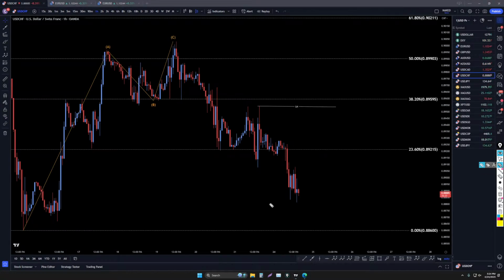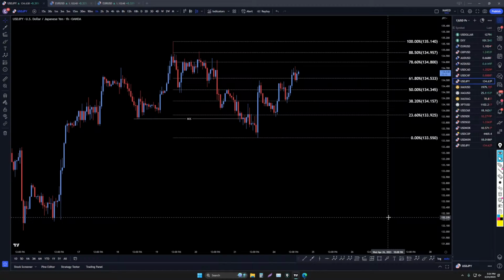US dollar Swiss has been probably one of the better dollar pairs. Even during this really choppy period, it's still been trending down because we had the end of a correction and because the Swiss has been strong and the dollar has been fairly weak. So there's been some pretty good trading opportunities on this one over the past couple of weeks, even though other dollar pairs have been very, very rangy.